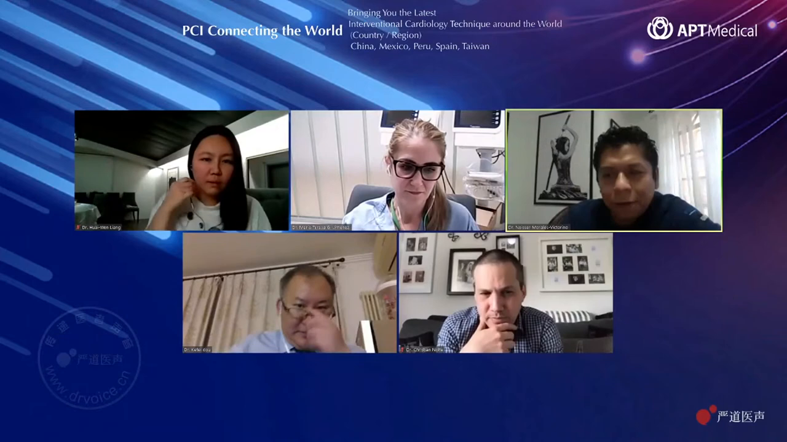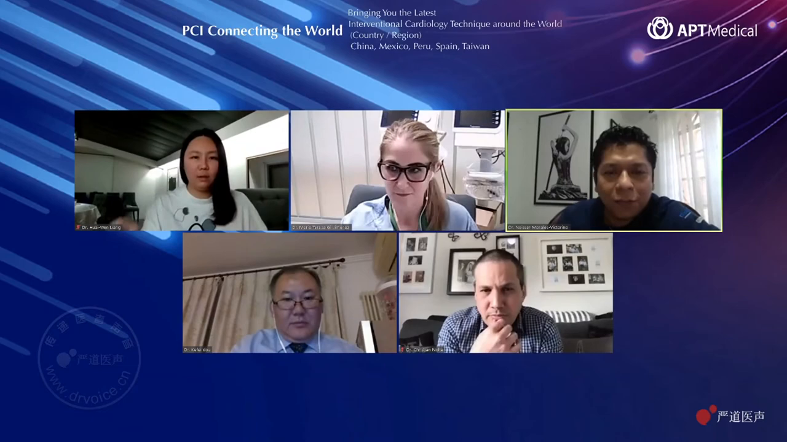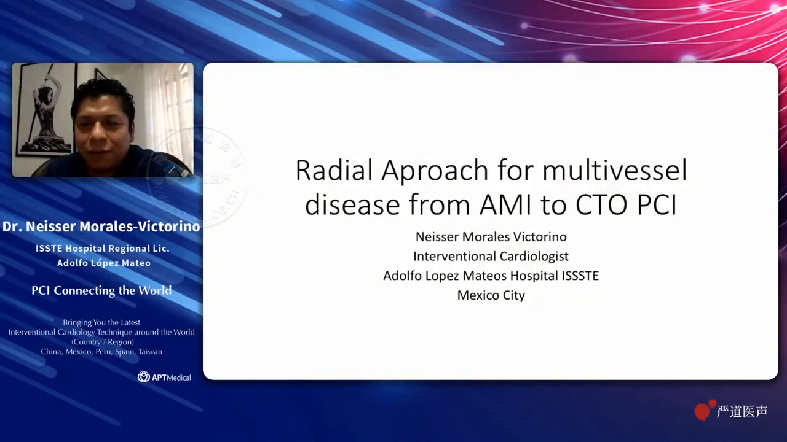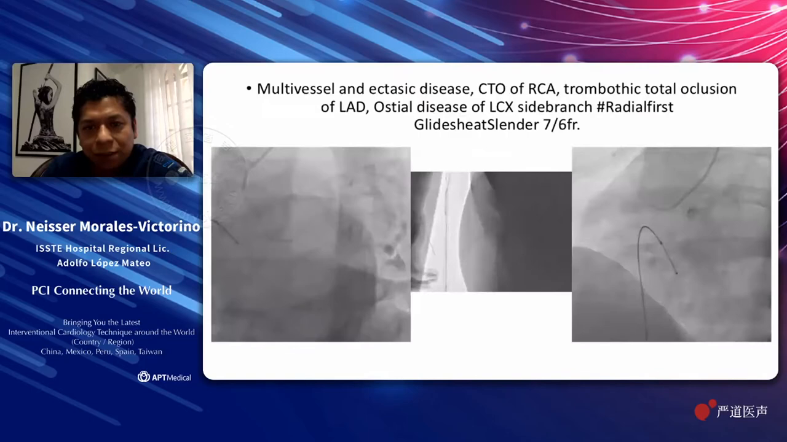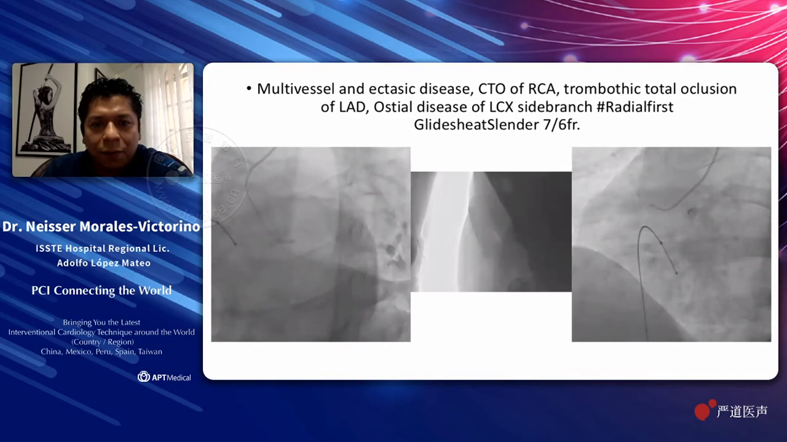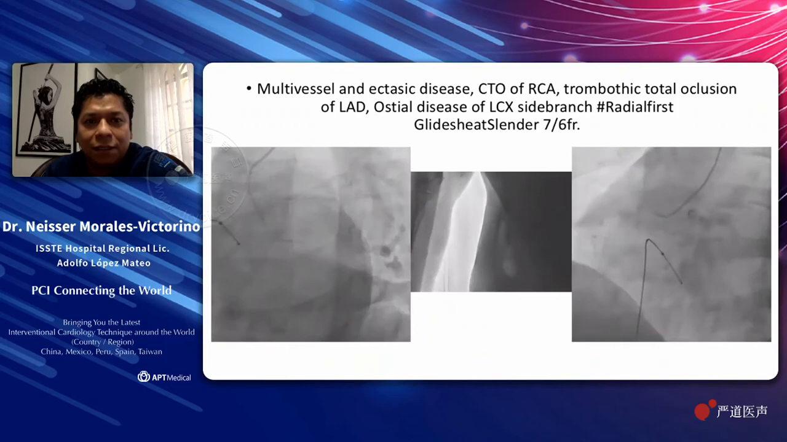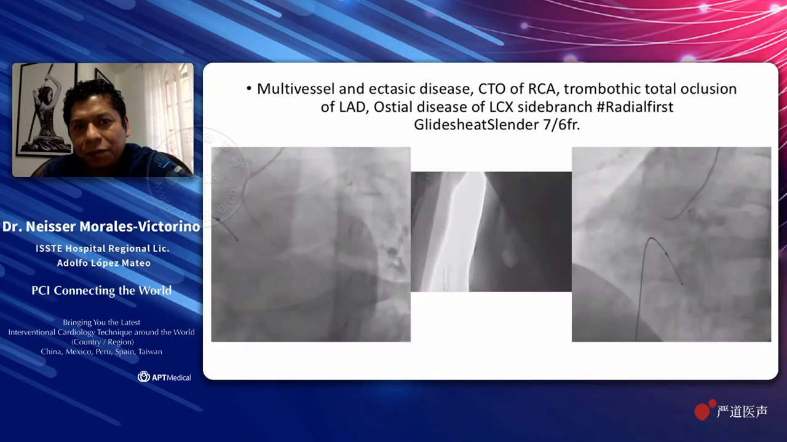Okay, I'm really very impressed by you, because you are great operators in CTO PCI in very complex situations with calcification. So I only show a single case. This is not as spectacular as Dr. Liang's acute myocardial infarctions, and this is the first angio in my hospital. They use this braided approach as a first approach for everything. This case was multivessel disease, an ectatic disease, and a chronic total occlusion of the right coronary artery, and then of course an occlusion of the LAD, very proximal.